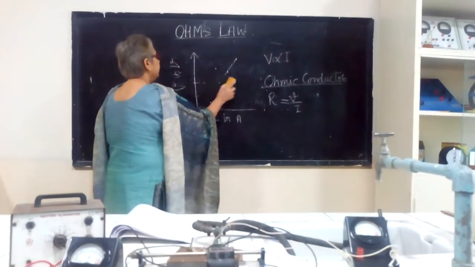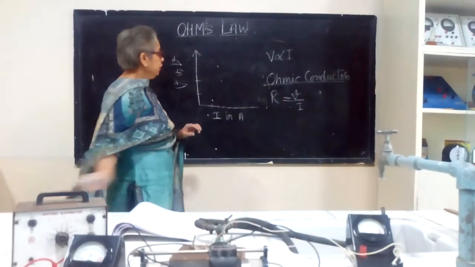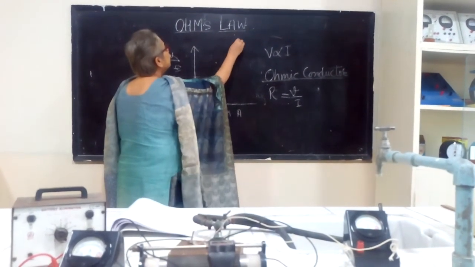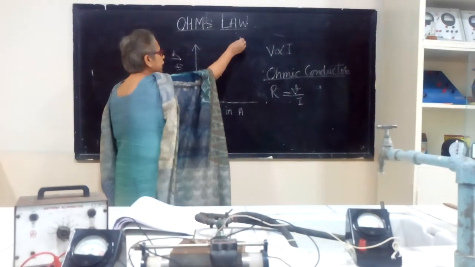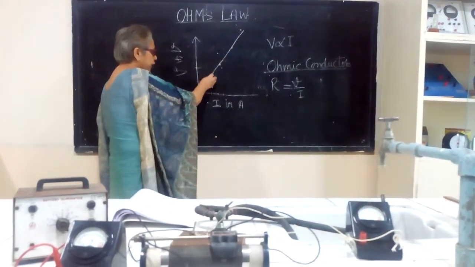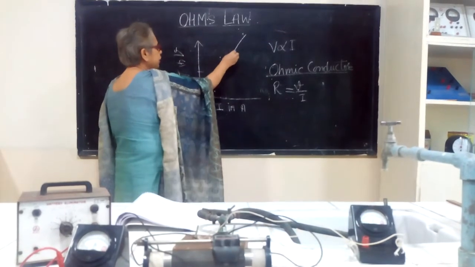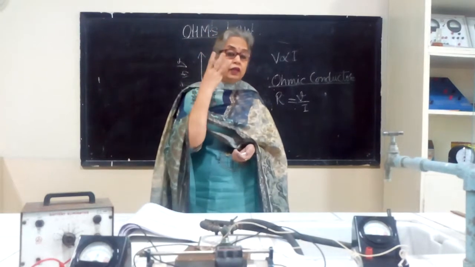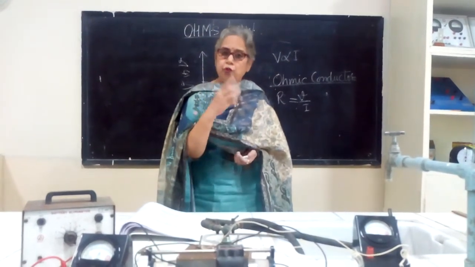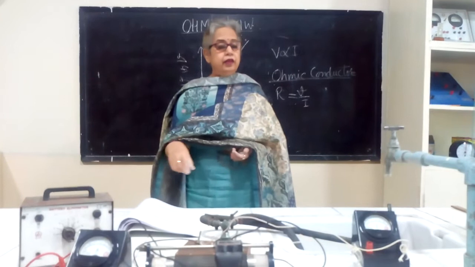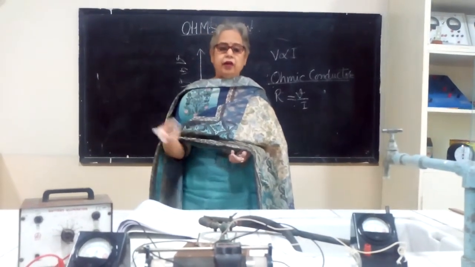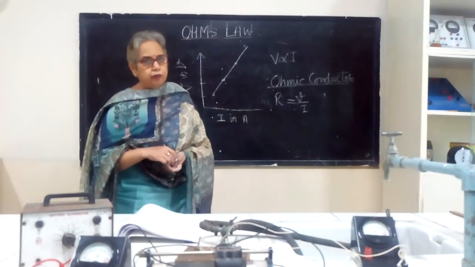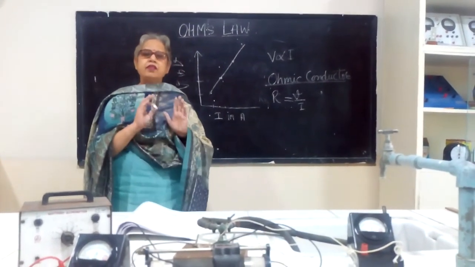Okay, now if you have 1, 2, 3, 4 points, it doesn't matter, these things happen in experimental conditions. You can neglect the 4th reading, but make sure there must be at least 3 points which are in a straight line, because 2 points always make a straight line, so at least 3 points should be there. Then you can experimentally prove that Ohm's law is correct.